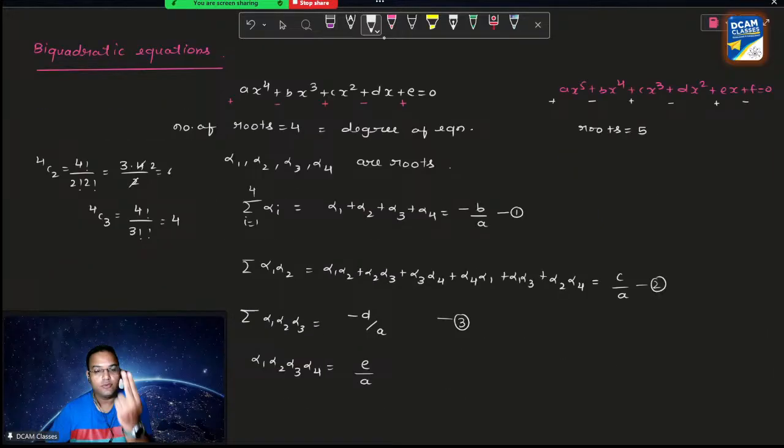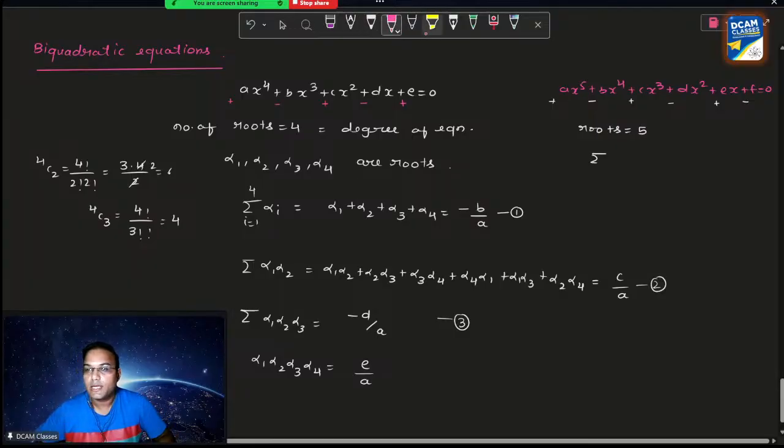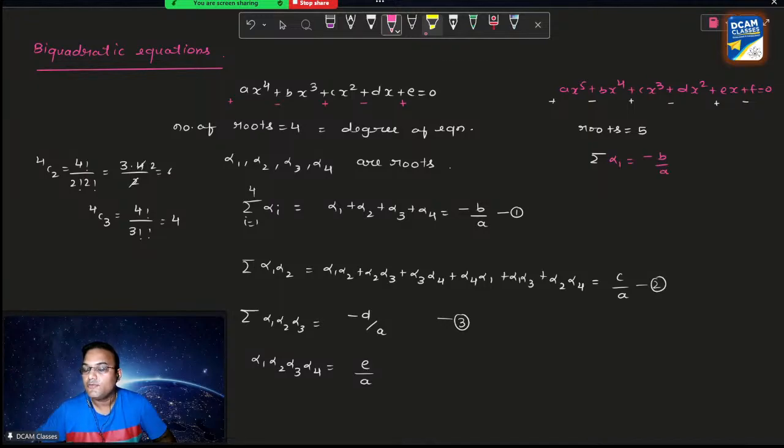And you take the set of 2, then you take the set of 3, then you take the set of 4. Suppose in this particular case there are 5 roots. You will take individual sets like sigma alpha 1, that will be equal to minus b by a. If you take the product of 2, alpha 1 alpha 2, all the possible cases, you can find how many cases there will be. Because 5 are there, this will be 5c1, hence total 5 things will be there: alpha 1 plus alpha 2 plus alpha 3 plus alpha 4 plus alpha 5. And here, taking 2 at a time, it will be total 5c2.